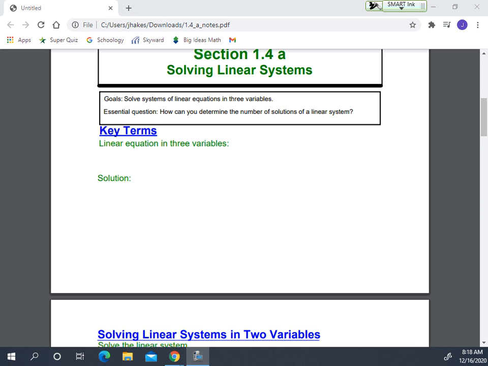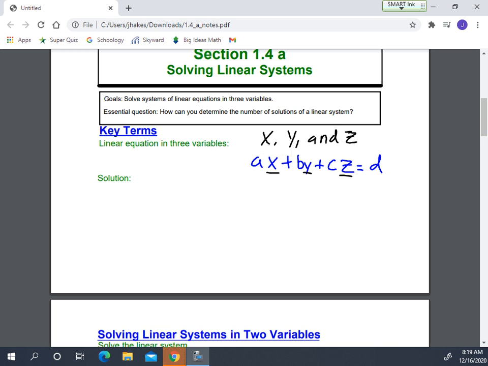The 3 variables we'll be solving today are x, y, and z. And the problems will be in this format. It'll be ax plus by plus cz equals d, where a, b, c, and d are all numbers, right? And today we're going to be solving for x, y, and z. We're going to be solving for those 3 letters.